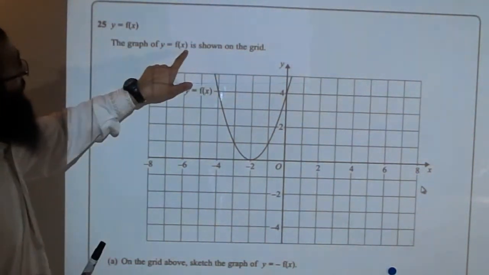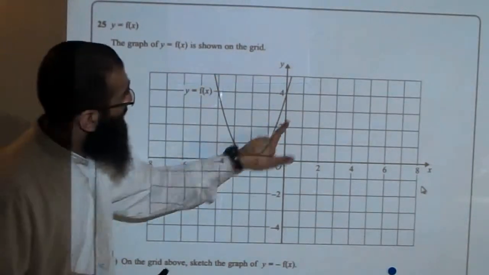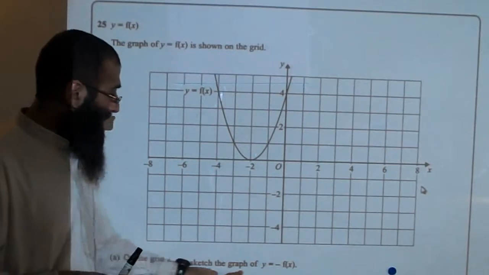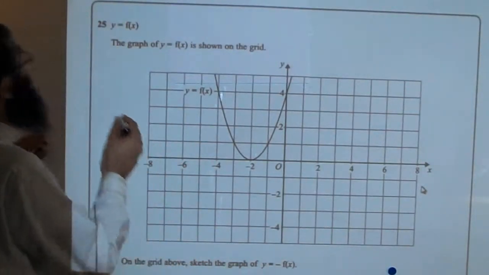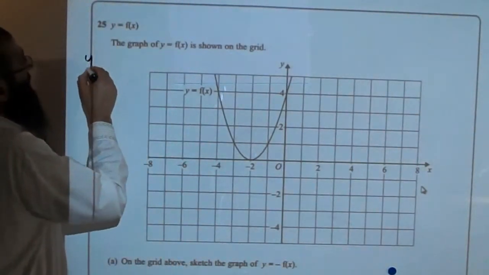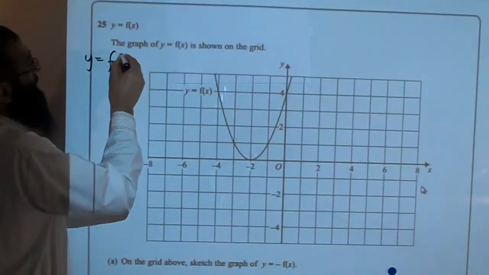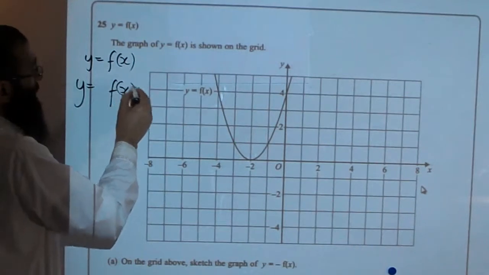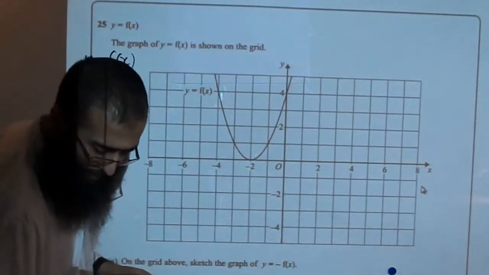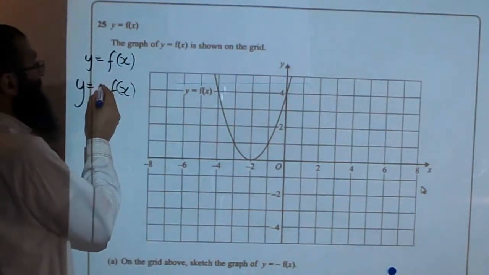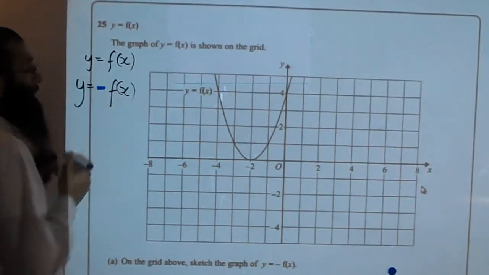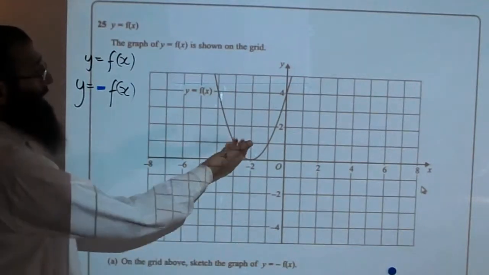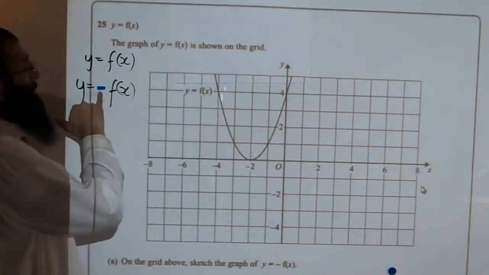So the graph of f of x is shown on the grid below. Here it is. Question A says, on the grid above, sketch the graph of y is equal to minus f of x. So we started off with y is equal to f of x, and now we have to draw y is equal to, it looks exactly the same, but here we put a minus outside. That minus is the same as multiplying the output of the function by minus 1.